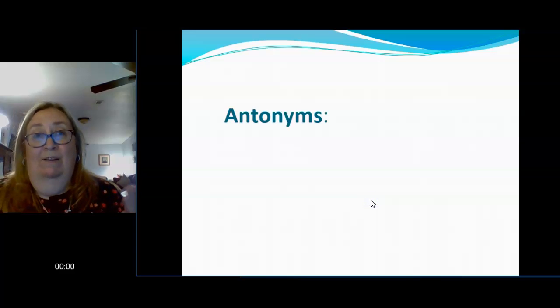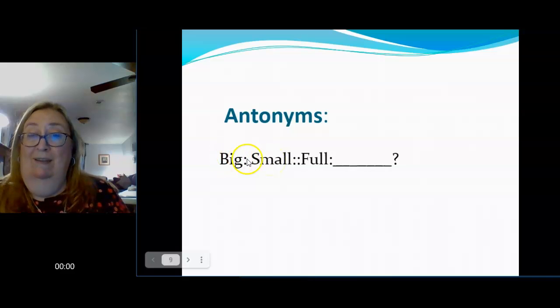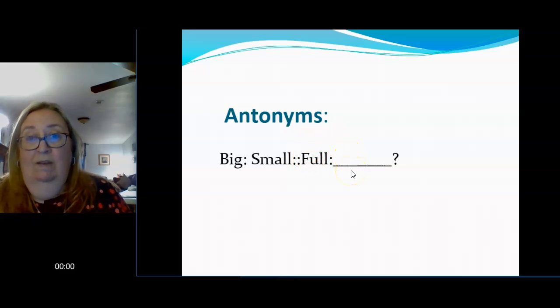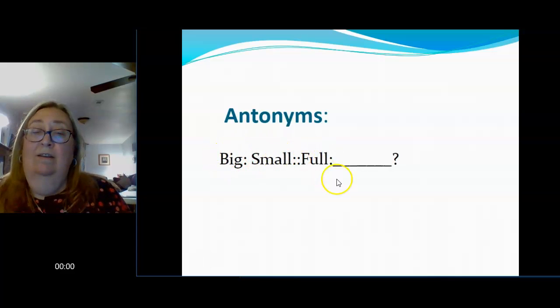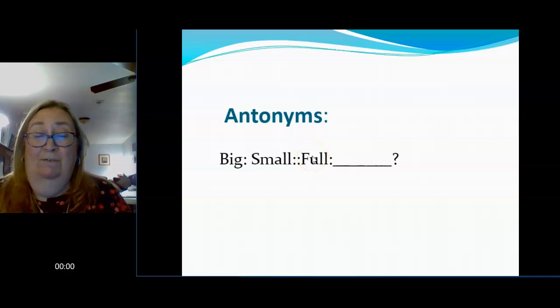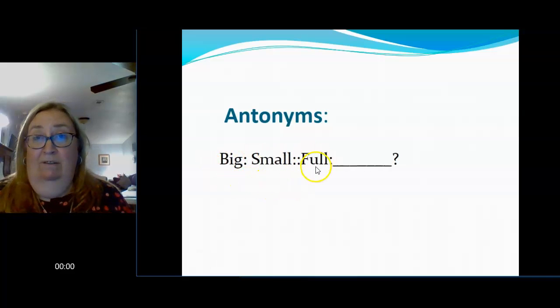Okay, well, if we have synonyms, then we can also have antonyms. So now we're back to words that mean the opposite. So big is to small, big is the opposite of small, just like full is the opposite of, could be a couple of things here. This is about size, right? So if I'm thinking about myself, if I'm full, the opposite of being full is hungry, right? If I'm thinking about my gas tank, the opposite of being full is being empty, right?